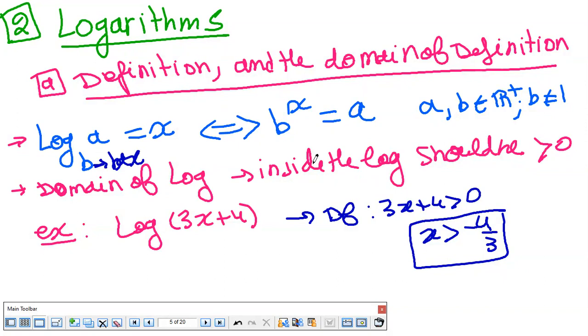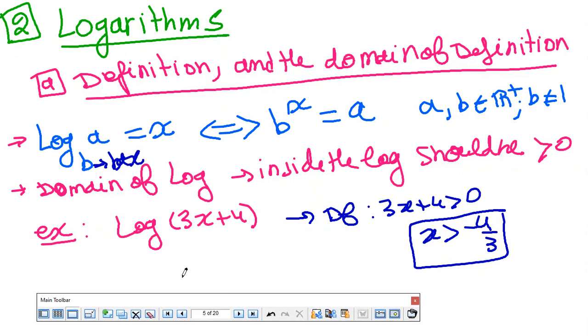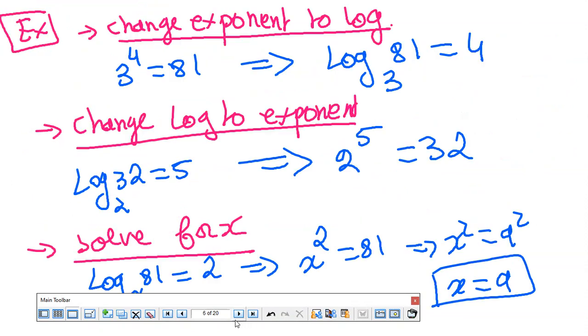So the domain of definition of log: all the time, what is inside the log should be positive. If I would give you, for example, log, and I didn't write anything here, it means it's log base 10, and you'll see it in the definition. So log of 3x plus 4, what is the domain of definition? 3x plus 4 should be positive, x should be bigger than minus 4 over 3. This log that you're going to see on the calculator, when we do more practice in class, you will see that. I cannot have a negative number here because the calculator will give me a math error.